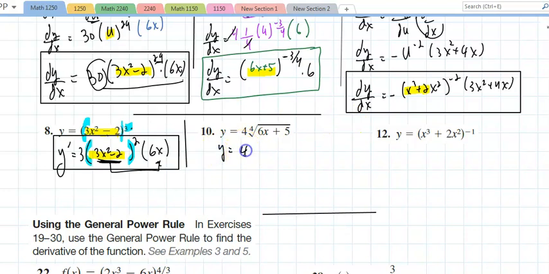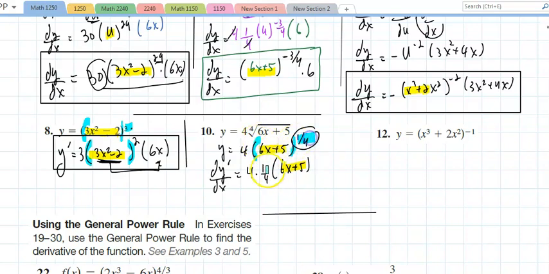This is actually 4 times (6x plus 5) to the 1/4 power. When I take a derivative, dy/dx, the 4 I ignore. Bring the power down, subtract 1 from the power. So this part you ignore completely. You just take a derivative of this part. You bring the power down, subtract 1 from the power, times the derivative of the inside. What's the derivative of 6x minus 5? A 6. That simple.